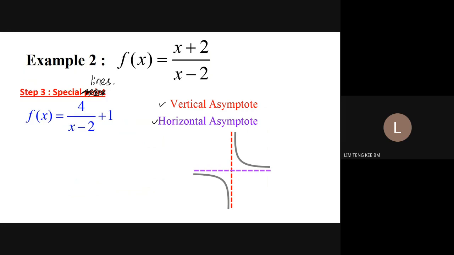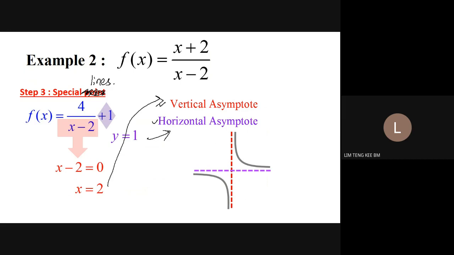And how do we decide the vertical and horizontal asymptotes? First, for the vertical asymptote, refer to x minus 2. Make it equal 0, and we have x equals 2. So this will contribute to our vertical asymptote. Then for the horizontal asymptote, refer to the constant plus 1, so y equals 1 is the answer for the horizontal asymptote.